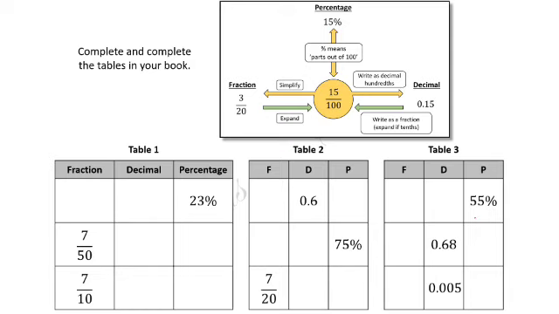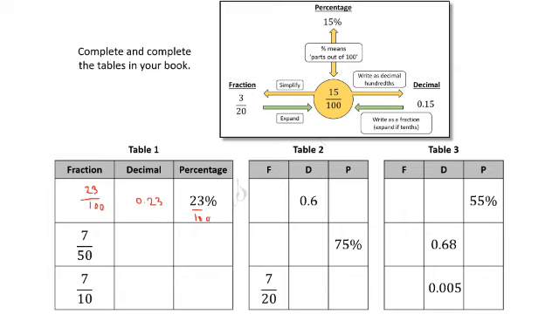Now let us try this. We want to write the percentage into decimal and fraction. 23 percentage. We know 23 percentage means 23 by 100. So 23 by 100 means 0.23. And as a fraction, how do you write 23 by 100? We cannot divide it further because 23 is a prime number.